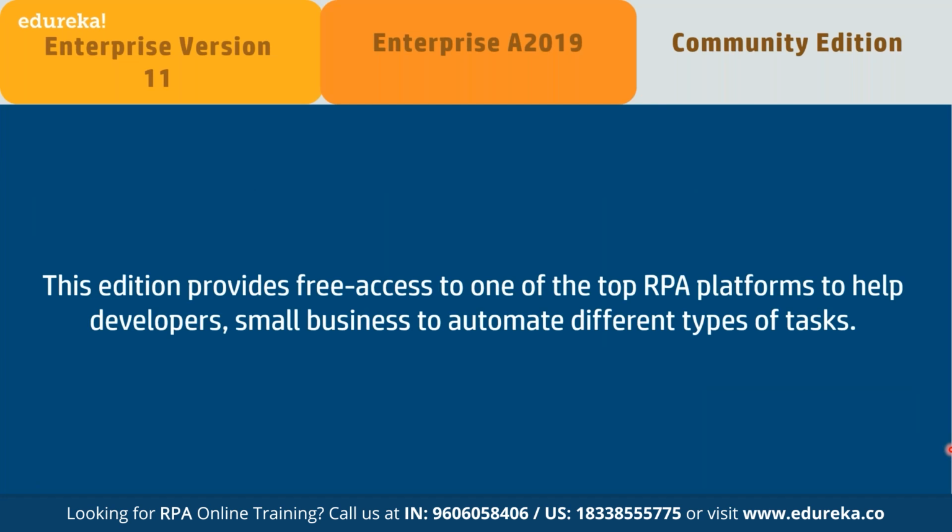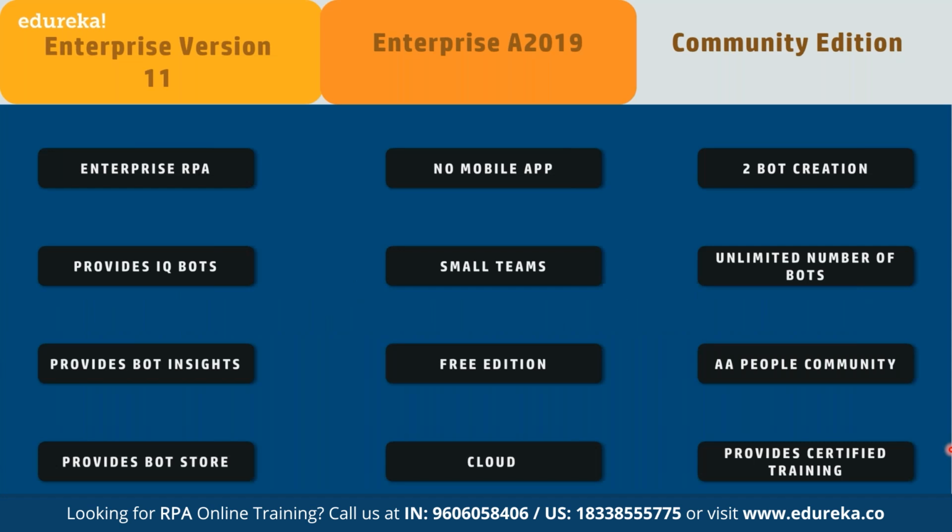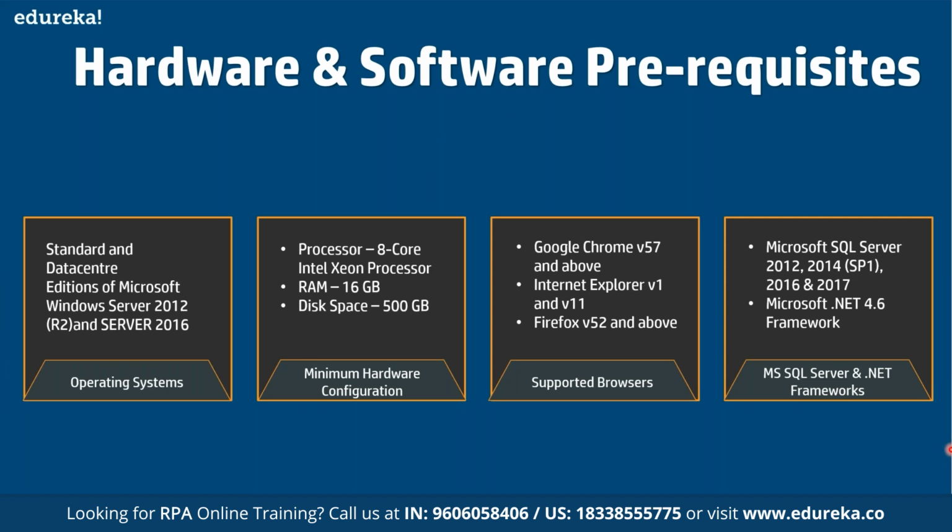Community edition is the same as enterprise edition. It's just that in the community edition, there are some features which are restricted, so you'll not be able to access the full force of the Automation Anywhere platform. So this is what the community edition is about.